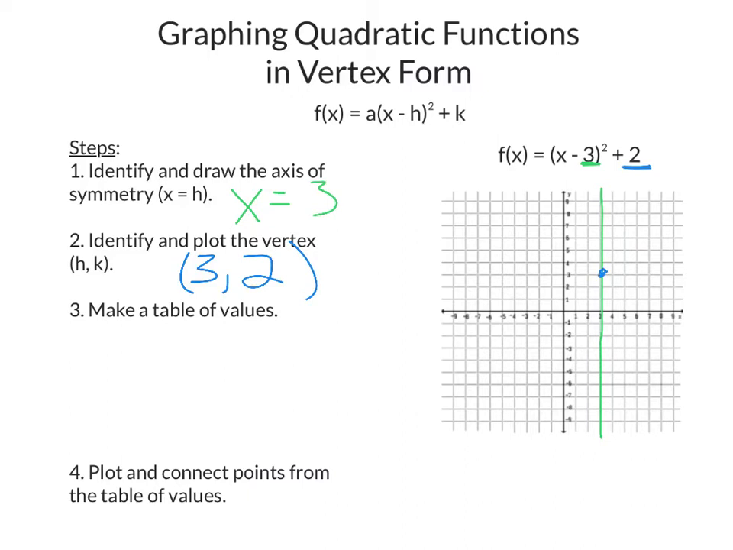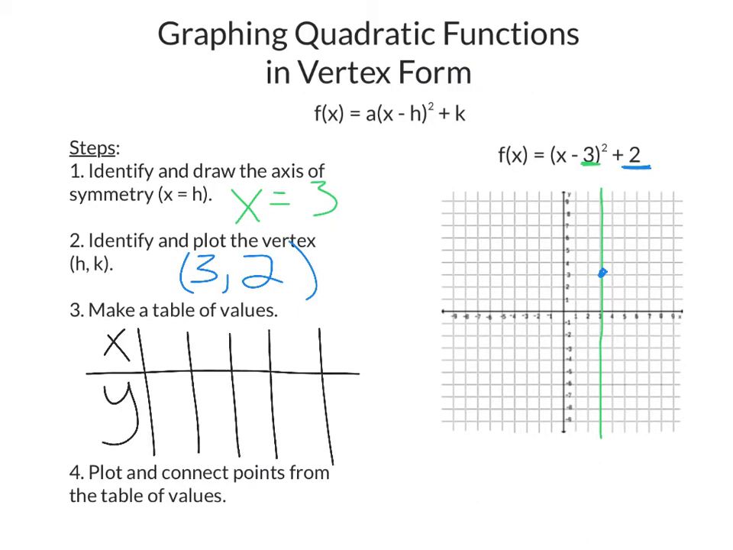Once I've identified my vertex, I want to make a table of values to find and plot several other points. When you make your table of values, since a parabola is symmetrical, place your axis of symmetry, or your vertex, directly in the center of your table.